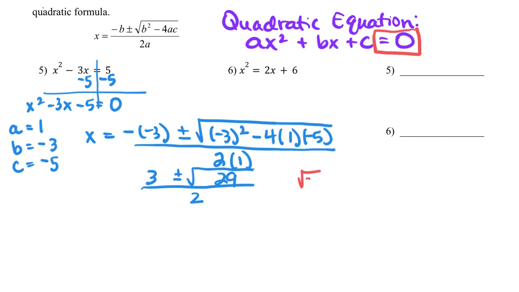Now I want to look at the square root of 29 and see if that can be simplified. The square root of 29 is not on our diagonal. It's not a perfect square. And there are actually no other factors of 29 besides 1 and 29. We say that that is prime. And so we can leave that. So that means that this right here is our final answer because the square root of 29 cannot be simplified further. And so our final answer that we'll write on our line is simply 3 plus or minus the square root of 29 all over 2.